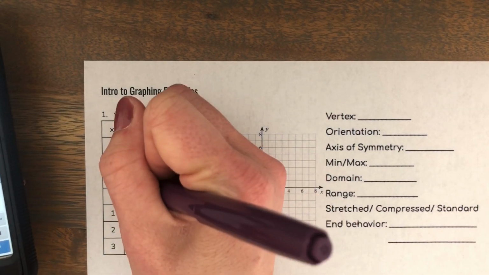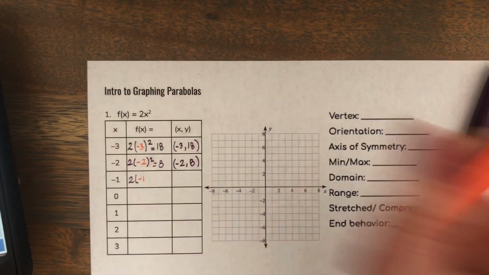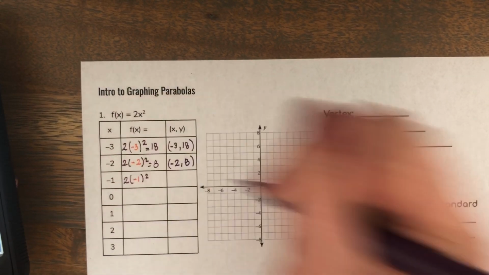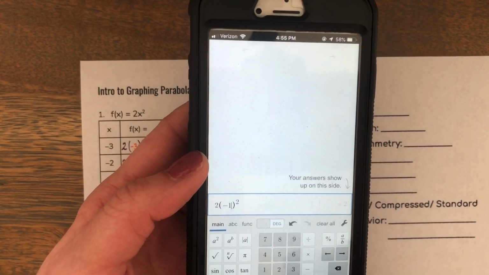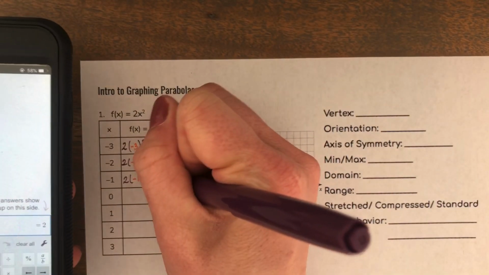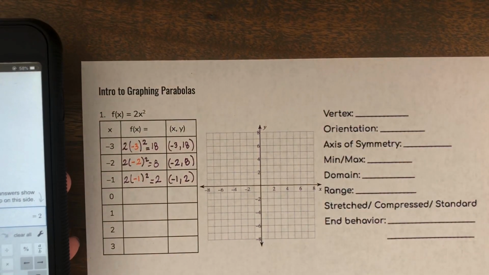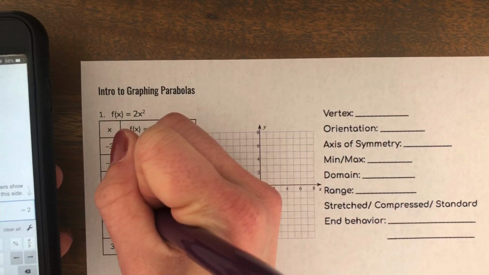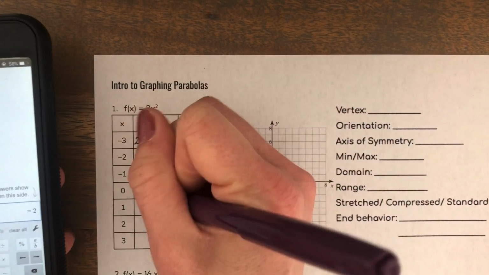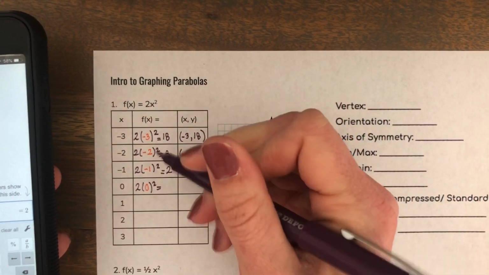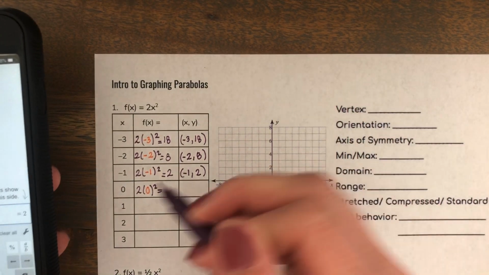Then I do the same thing with negative 1. My function is still 2 times, now I plug in negative 1. And then I'm just going to change that 2 to a 1, and that gives me 2. So your ordered pair is going to be negative 1, positive 2. And then just keep going. It's really repetitive. You don't have to do this part every time. Usually it's just going to be your ordered pairs, but just so you can see exactly what I'm doing.